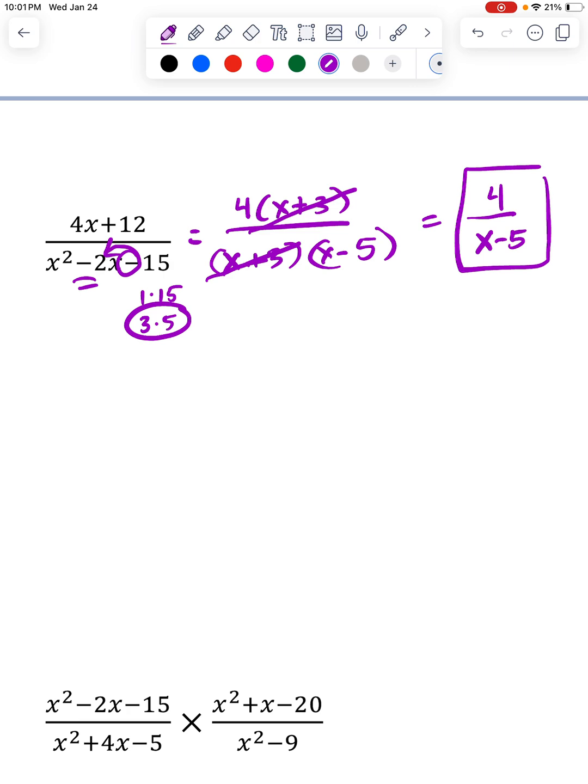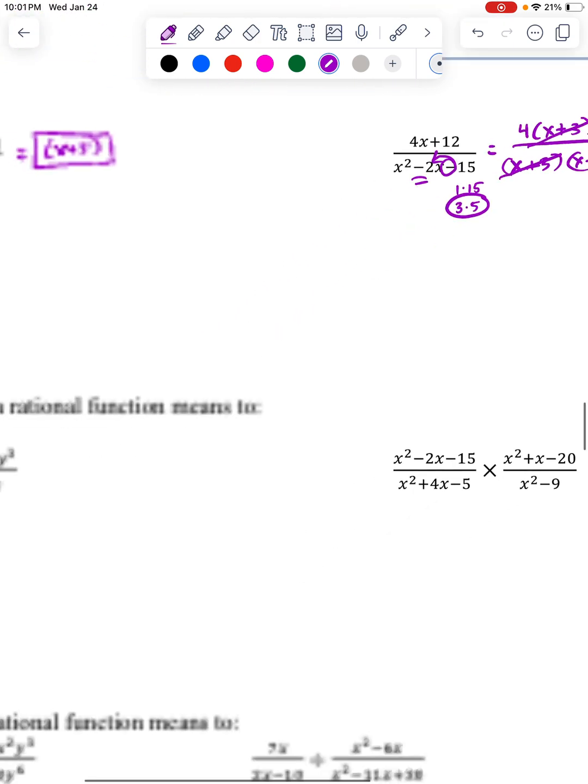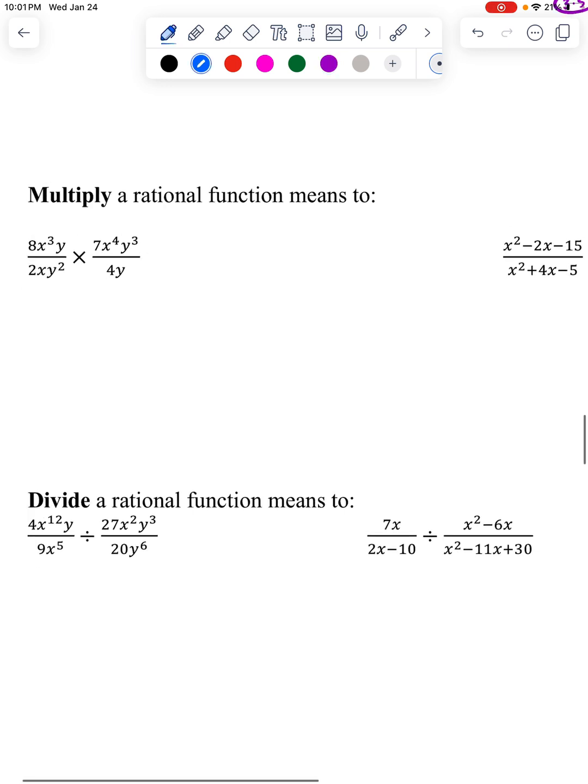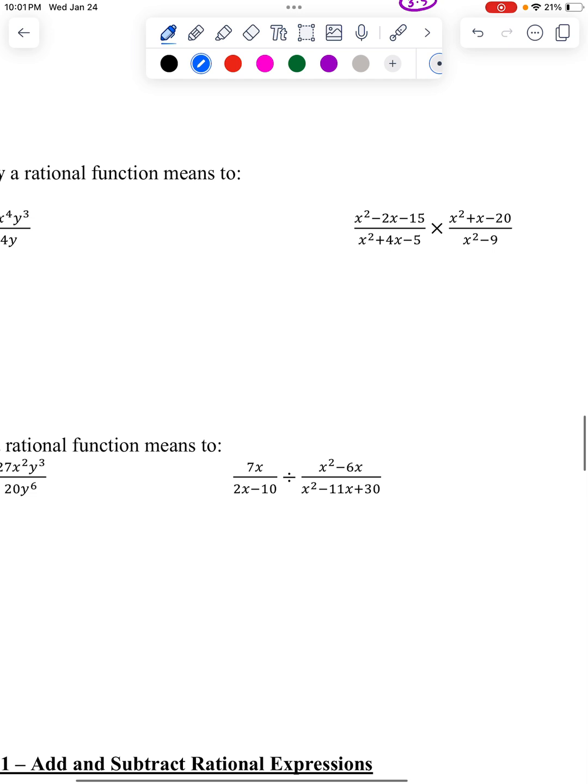So simplifying is reducing, and basically that's what we're going to do when we're asked to multiply. This looks really intimidating, but it's really not, because all I'm going to do here is what I did up above. But now I have more to manage, so I'm going to factor all the tops and bottoms.